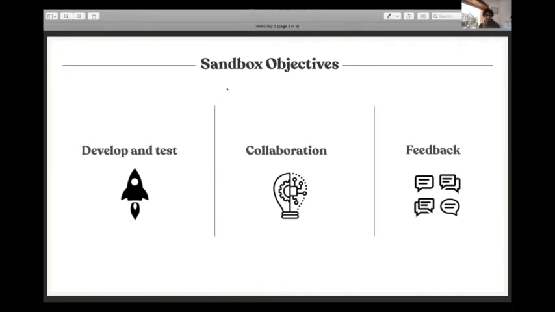So first of all, our first objective was to utilize the data sets that were made available to help develop and test our engine. Secondly, we wanted to reach out to organizations within the Sandbox as well as stakeholders and look at potential collaboration. And thirdly, we wanted to receive feedback on the Amplifi process, as well as gain insights to challenges faced by firms.